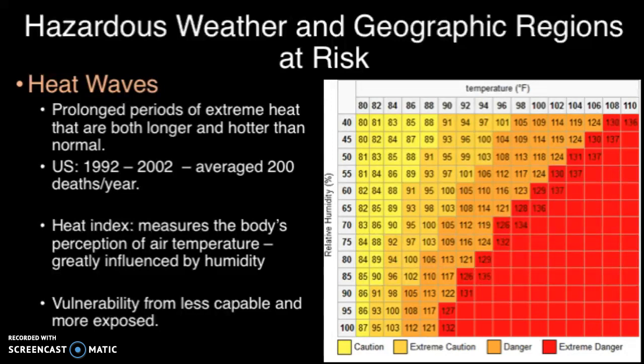As you're seeing here in the image, we have what is called the heat index. The heat index measures the body's perception of air temperature, which is greatly influenced by humidity. With higher humidity, the temperature feels warmer. As an example, in Florida, the humidity is very high. Let's say that on a normal day, during the day, which should be the driest part of the day, it's still about 75% humidity. So if the temperature in Florida was about 95 degrees Fahrenheit, the overall heat index would be dangerous, even close to extremely dangerous. It wouldn't be very good for people to be out and about during that time.